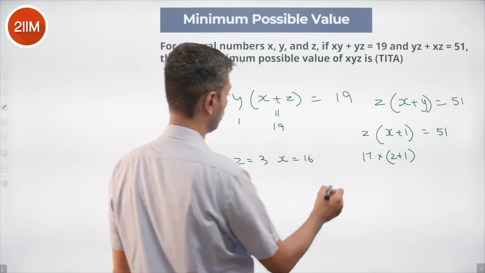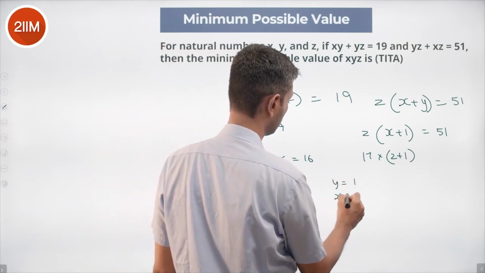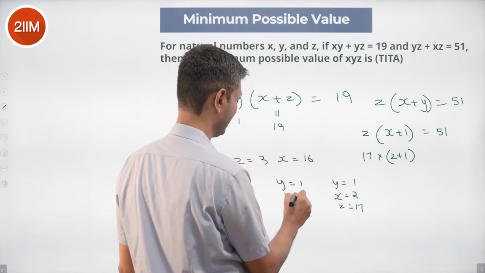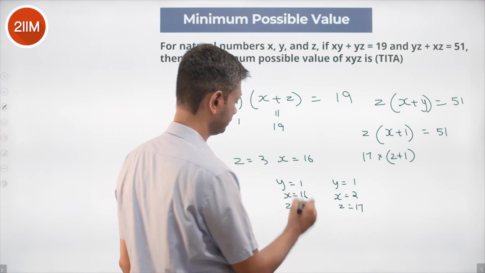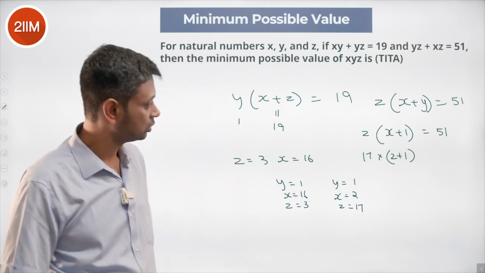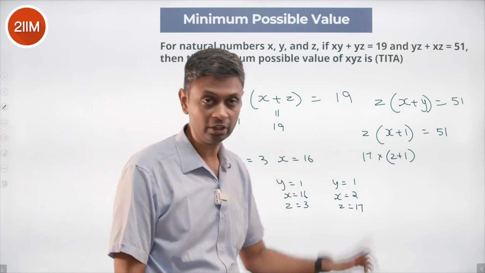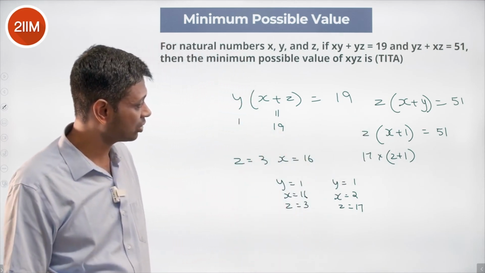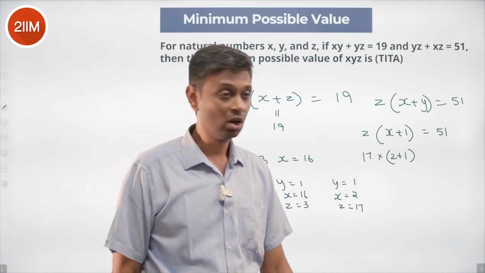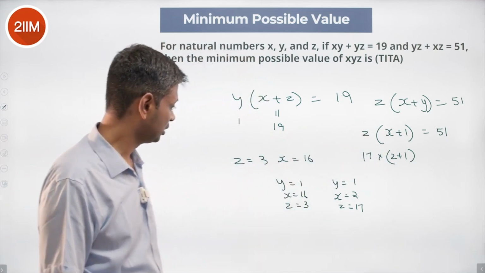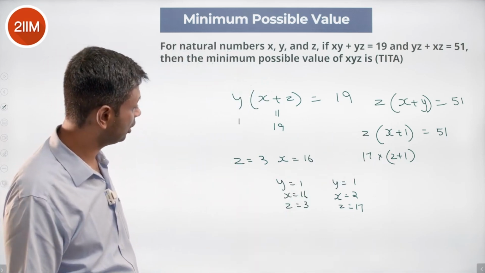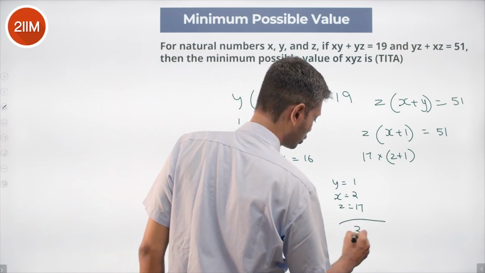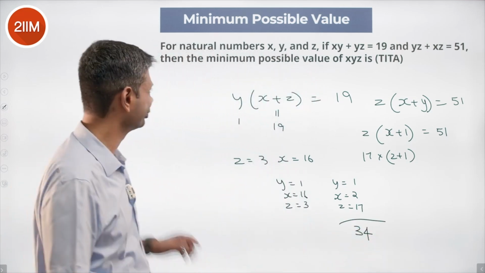So we could have a scenario where y is 1, x is 2, z is 17, or y is 1, x is 16, z is 3. So this is 17 into 3 or 3 into 17. Both ways it works. So z is 17, x is 2 could work, or x is 16, z is 3 could work. Minimum possible value of x, y, z multiplied: this is 48, this is 34. Product is lower in this case, which is 34. Lovely, done, through.